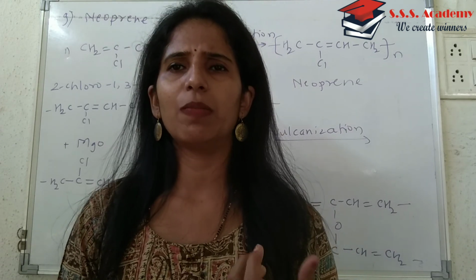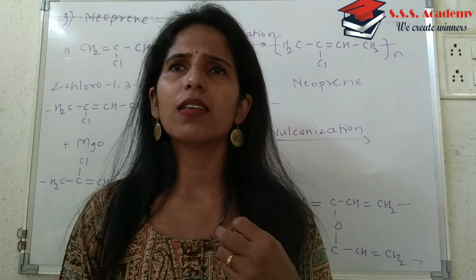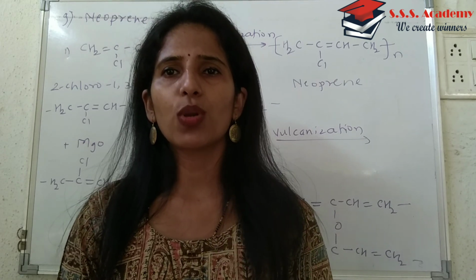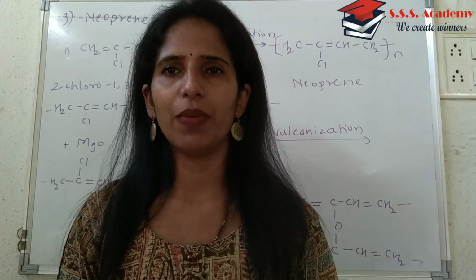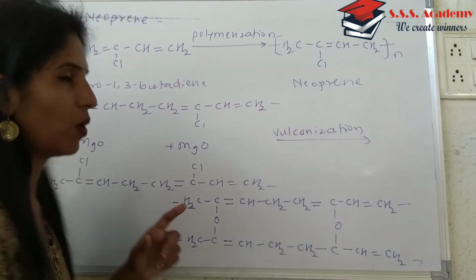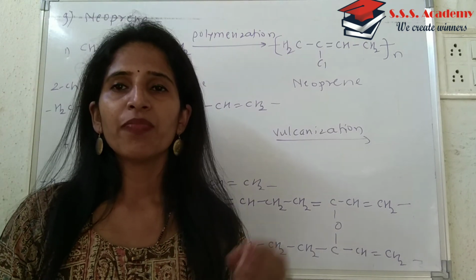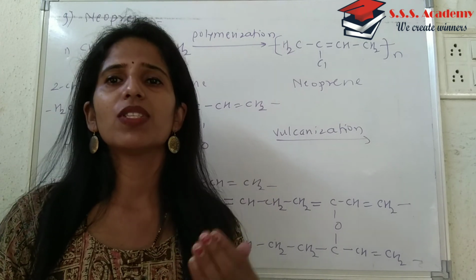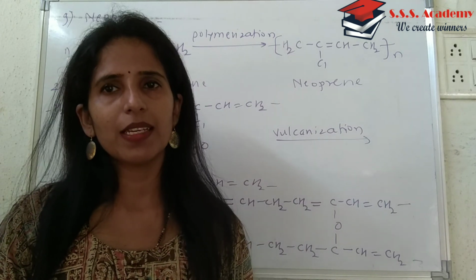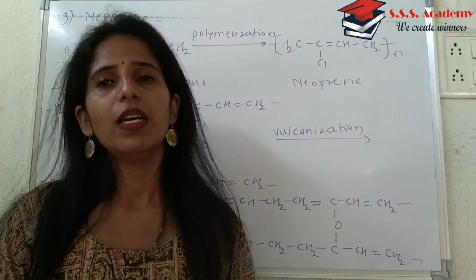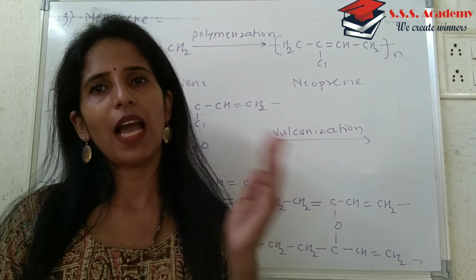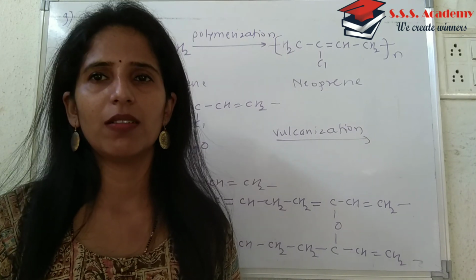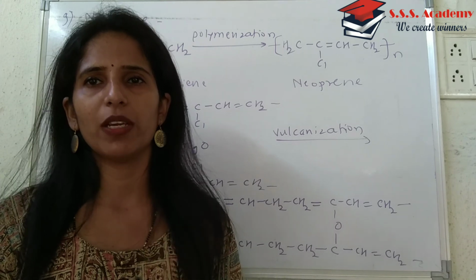So what is neoprene? It's basically a synthetic polymer, a condensation polymer of 2-chloro-1,3-butadiene, that is chloroprene. As we have seen earlier isoprene, which is 1,3-butadiene based, similar to that there is 2-chloro-1,3-butadiene, which is nothing but chloroprene, and that chloroprene is taken as a starting material or monomer. It is then subjected to polymerization, and on polymerization it forms neoprene. So let's go through the formation of neoprene.